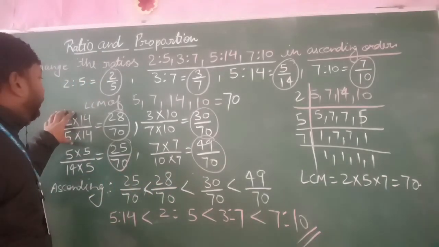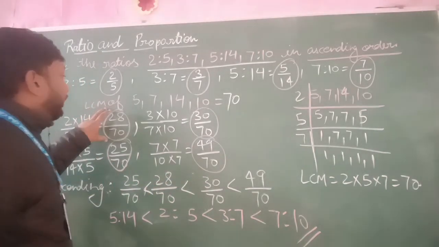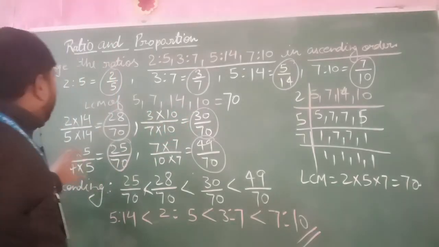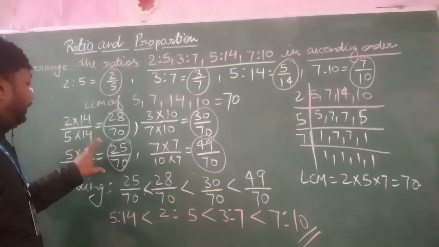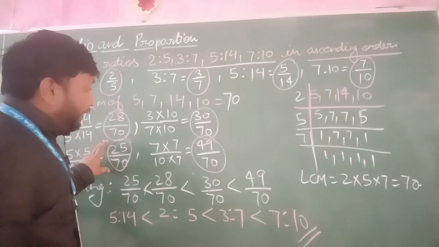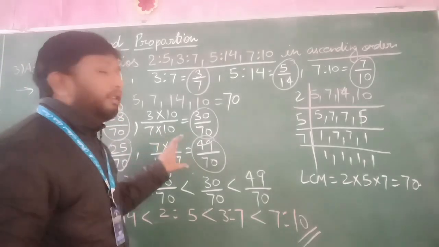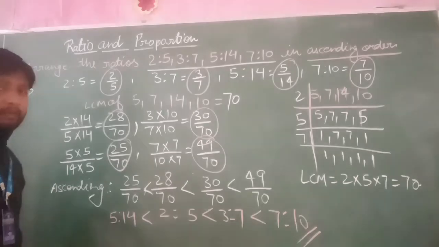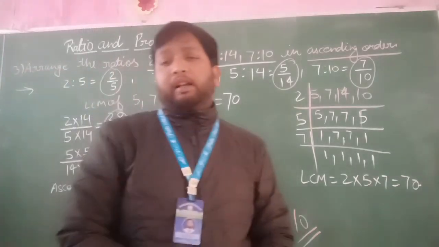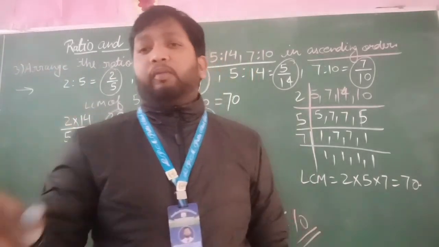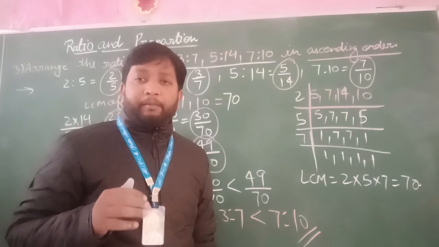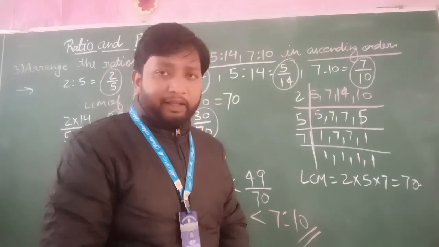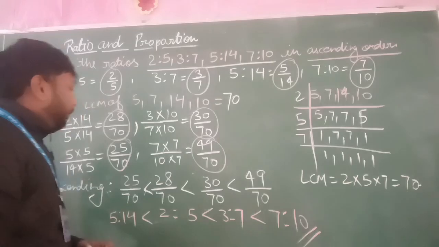So 2 upon 5 converted into 28 upon 70, 3 upon 7 converted into 30 upon 70, 5 upon 14 is converted into 25 upon 70, and 7 upon 10 is converted into 49 upon 70. Now moving on. If the fractions are like, then by comparing the numerators only, we can find which fraction is greater and which fraction is smaller.